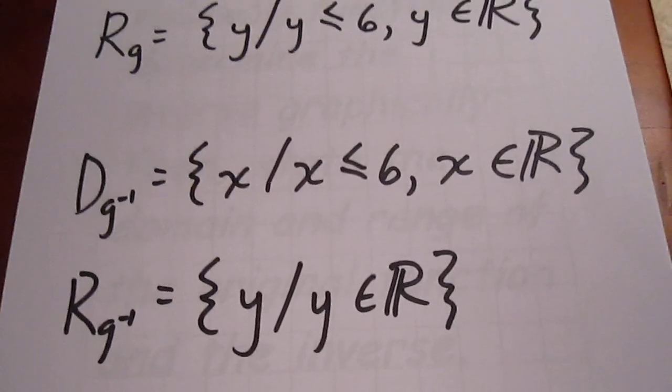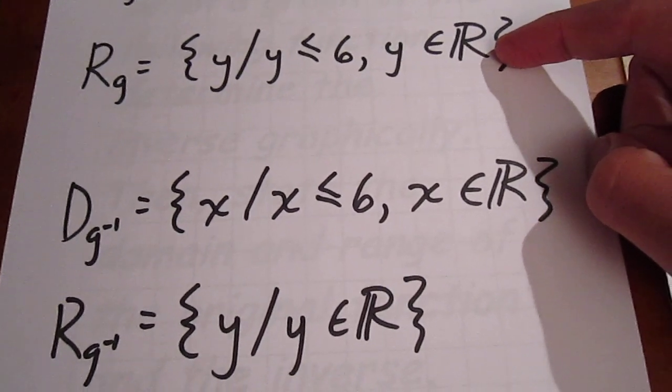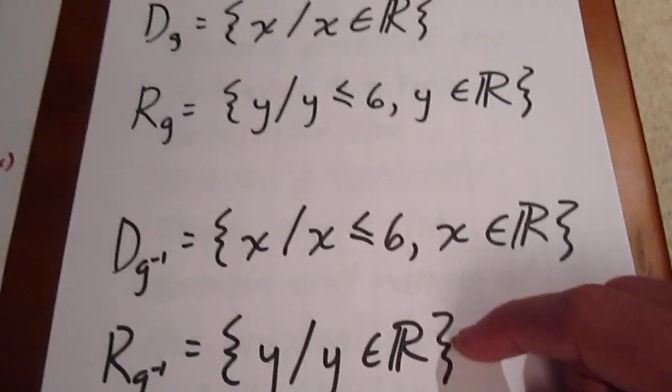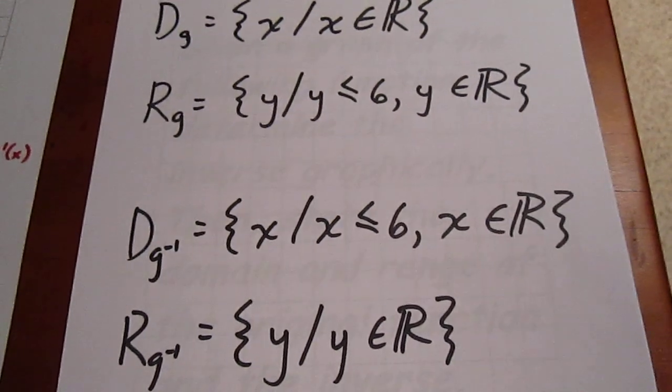And notice what's happened. The domain of the inverse is the range of the original, save for the fact that we switched the letters from x to y. And the range of the inverse is the domain of the original, save for the fact that we switched from x to y.